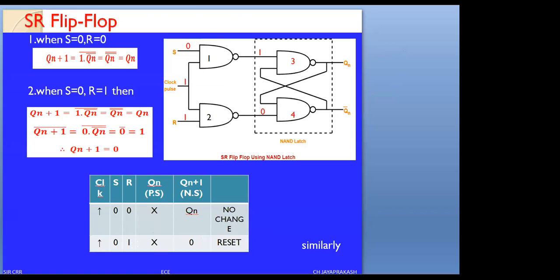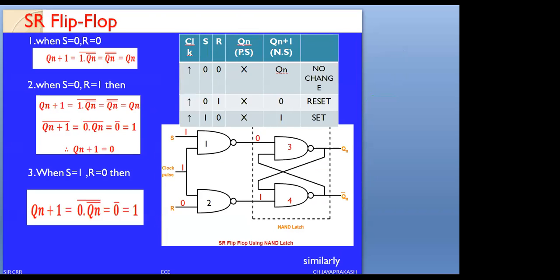Next, we will see the third condition. When S equals 1 and R equals 0. Now, we observe the third condition. I have applied 1 to S and 0 to R, by applying S equals 1 and R equals 0.